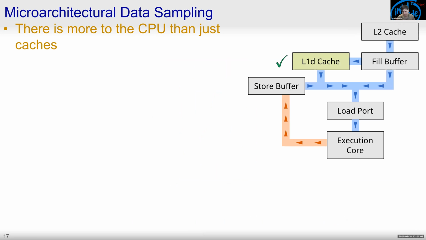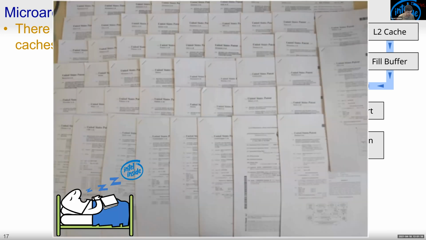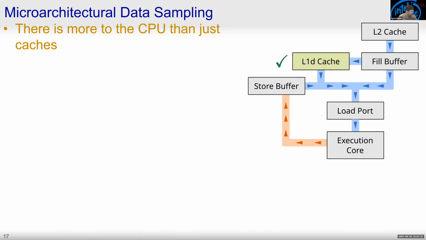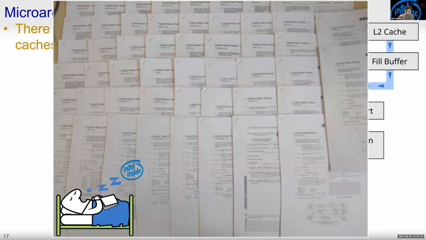There are more things in the processor besides the cache. There are buffers: the fill buffer, the store buffer, the load port. These are internal data structures that sit between the execution core and the caches. Well, what do we know about these buffers? Nothing. They are proprietary, made by Intel. How do you learn about buffers without Intel publishing the designs? Well, you read patents. Lots and lots of patents.